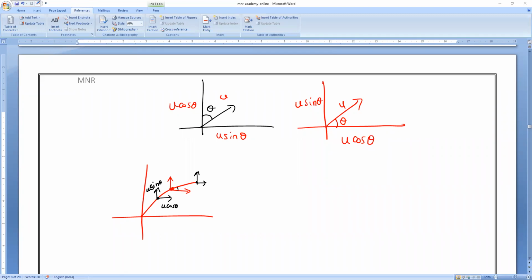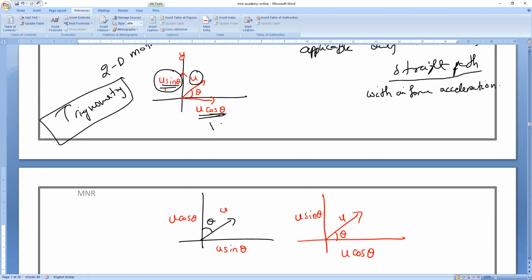If theta is the angle of projection with the initial velocity u, then the horizontal component of velocity is u cos theta, and the vertical component is u sin theta. There is no change in the horizontal component of the velocity of the projectile, because in horizontal motion the acceleration is zero. I already told you, all of you should remember that: acceleration in the horizontal direction is zero.